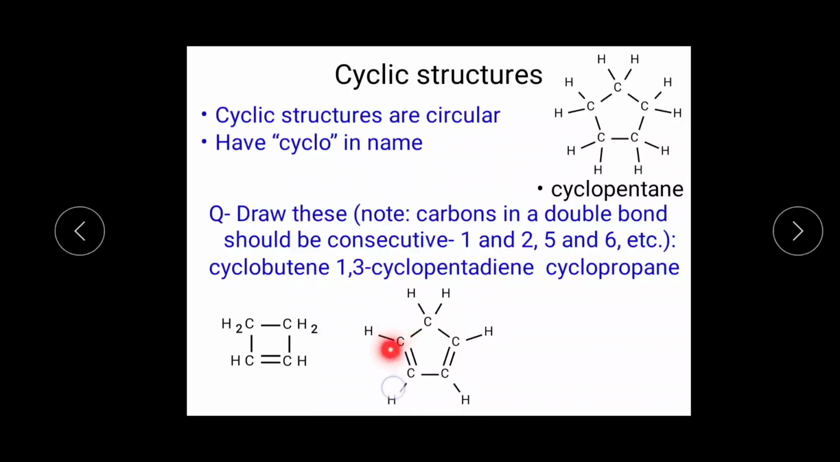This is now the structure of 1,3-cyclopentadiene. Okay, you may begin the counting here: 1, 2, 3. Or you may also begin it here: 1, 2, and 3. Okay. This could be carbon 1, 2, 3, or 4. Or this could be carbon 1, 2, 3, 4. Either way. And we have also the cyclopropane.